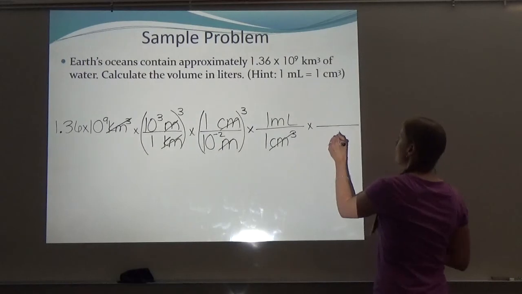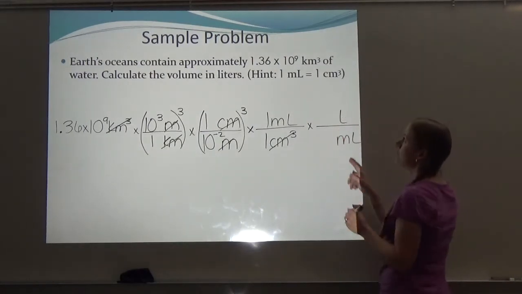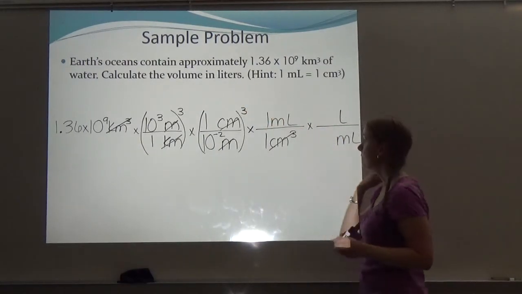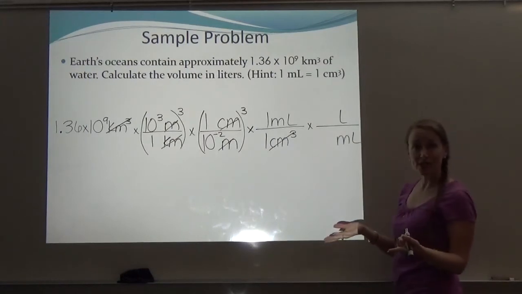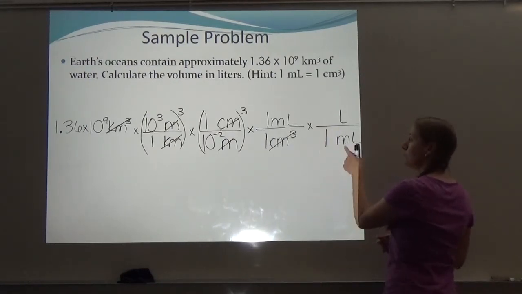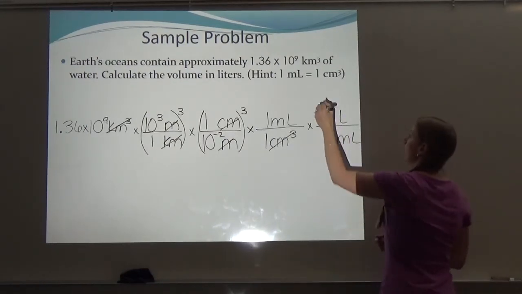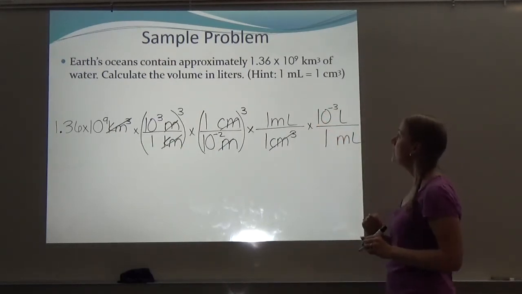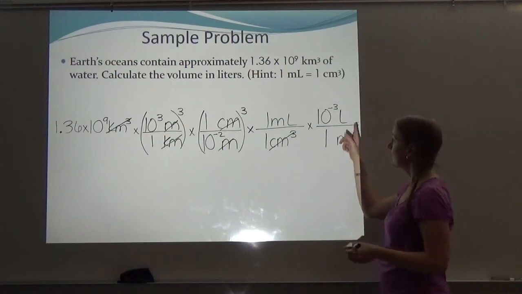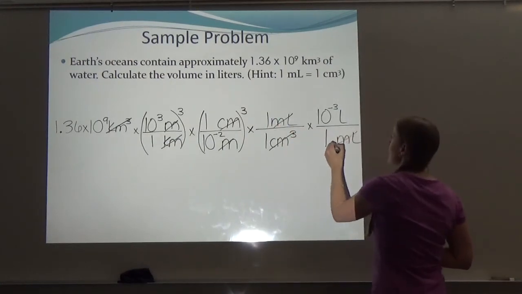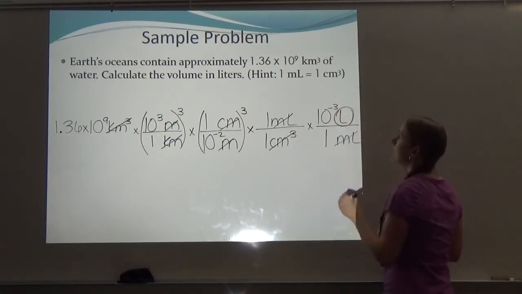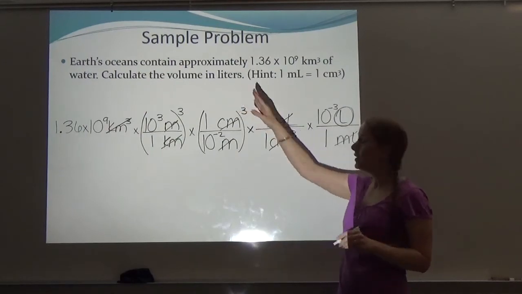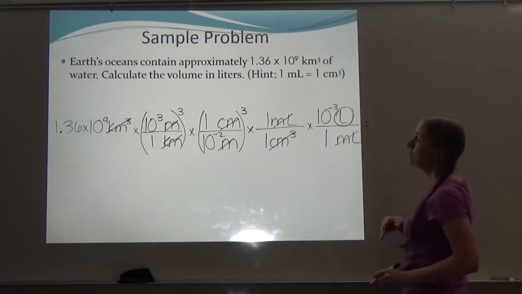So I need to get from milliliters to liters because that's what I want in my answer. So look at your SI prefixes sheet. One prefix unit, which is milliliters, is 10 to the x, in this case -3, of our base unit, which is liters. So my milliliters cancel. I'm left with liters, which, thank goodness, is what I want. So I am good to calculate.